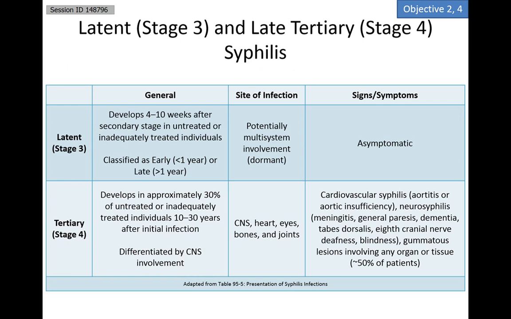Going into stage 3, the latent stage, this happens later on, about 4 to 10 weeks after exposure or the secondary stage, if left untreated. The body kind of overcomes that and clears it out, and the patient is asymptomatic. Some patients can have multi-system involvement, however, in general they're going to be more asymptomatic. This is called the hidden stage, and patients can transmit syphilis to their partners at this time as well.